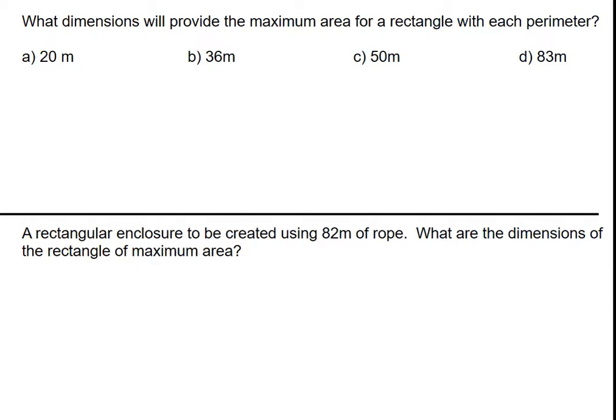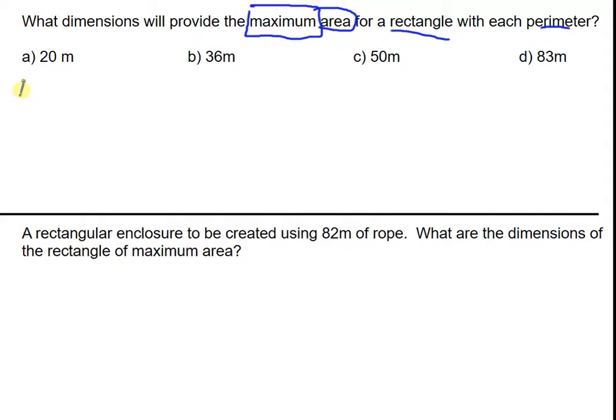Last video, we learned that in order to maximize the area of a rectangle, the more square it is, the more you maximize it. So a square would be optimal for any perimeter when you're boxing in all four sides. This question asks what dimensions will provide maximum area for a rectangle with each perimeter.